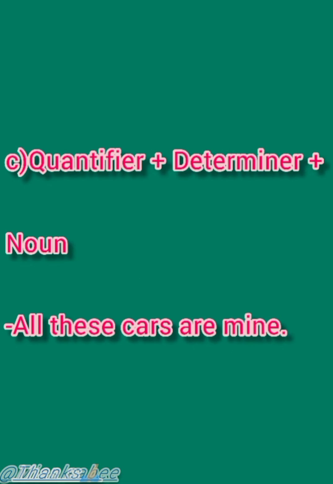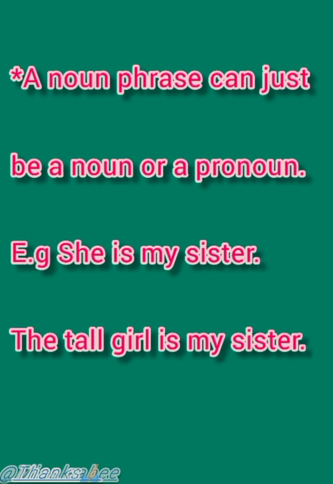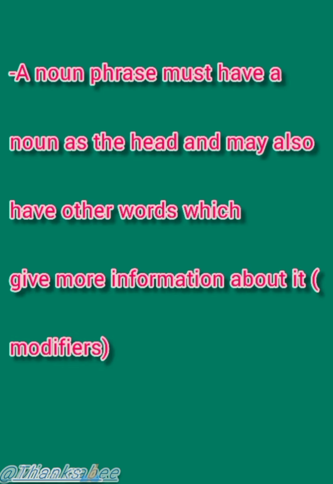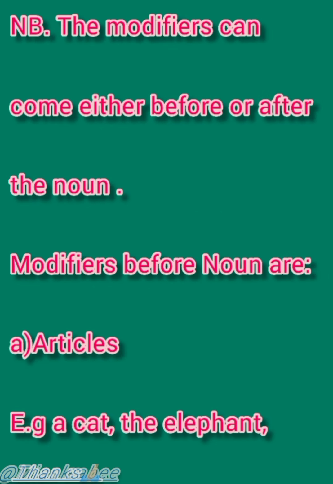Again, a noun phrase can be made of a quantifier, determiner, and a noun. All these cars are mine is our example. Remember, a noun phrase can be either a noun or a pronoun, and we have examples here. And again, I mentioned that a noun phrase must have a noun as the head and may also have other words that modify the noun. And these words can come either before or after.